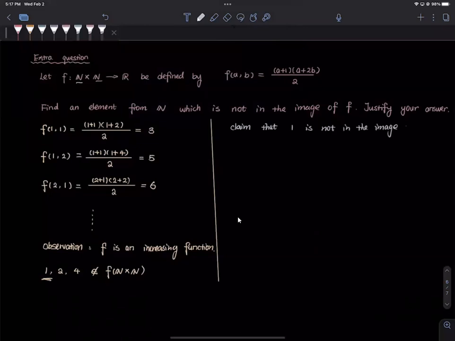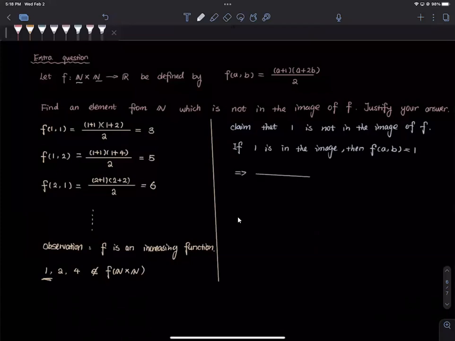It's not in the image of f. Okay? So now I'm going to say, if 1 is in the image, then I would have f of (a, b) equals 1. Right?